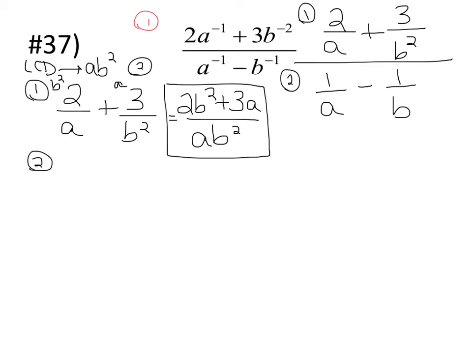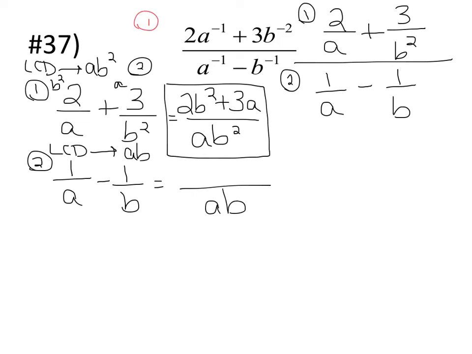Now my new denominator is going to come from 1 over a minus 1 over b. So I need an LCD. I need an A. I need a B. So my LCD is AB. This denominator is missing a B. This denominator is missing an A. So you end up with B minus A, because when you multiply 1 times B, you get 1B minus 1A.